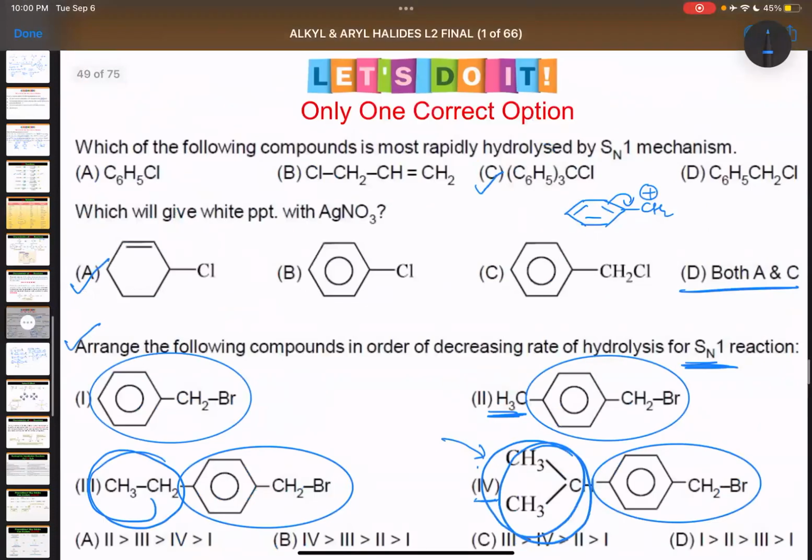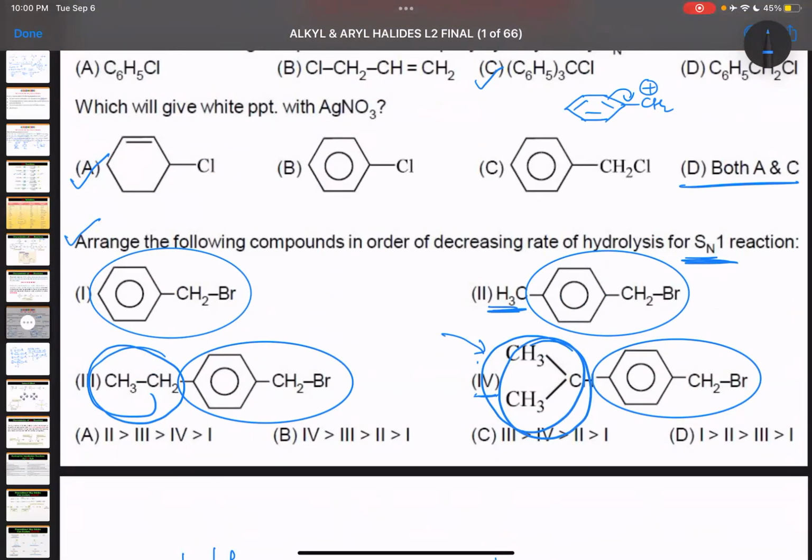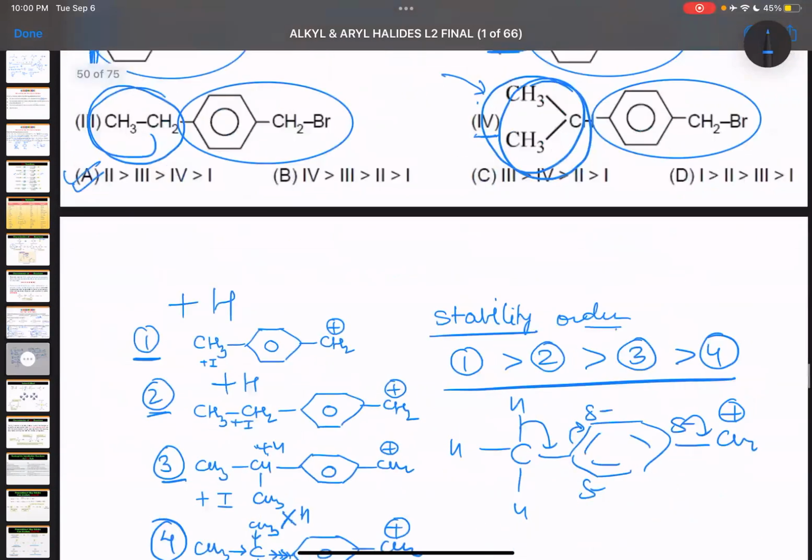In this one, the most stable cation will be for the second, followed by third, followed by fourth, and the first, because it doesn't have any alkyl group at the para position. So the right answer is going to be the A option, right? Sir, can you say why B will be the greatest? Which one? B, sir. Why? How is it greatest? Because the second option, because this carbocation is more stable.